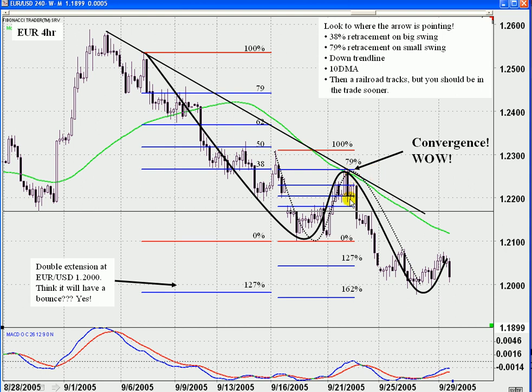We see a real nice bounce. We move below these highs, which is important. Trade below these highs, and then we start our next leg down to 127 and 162% extension.